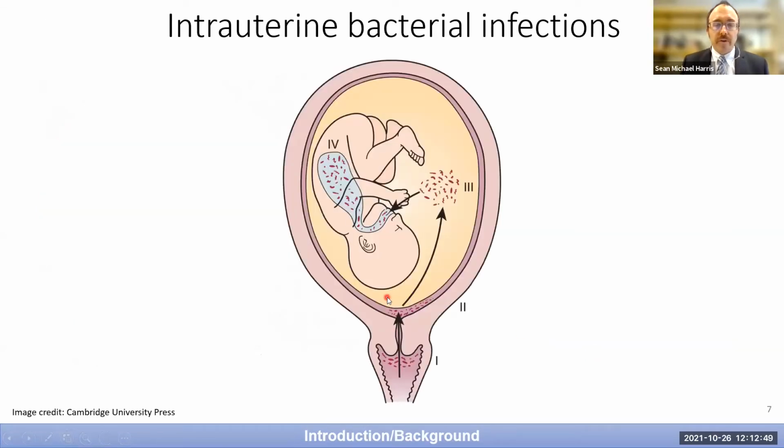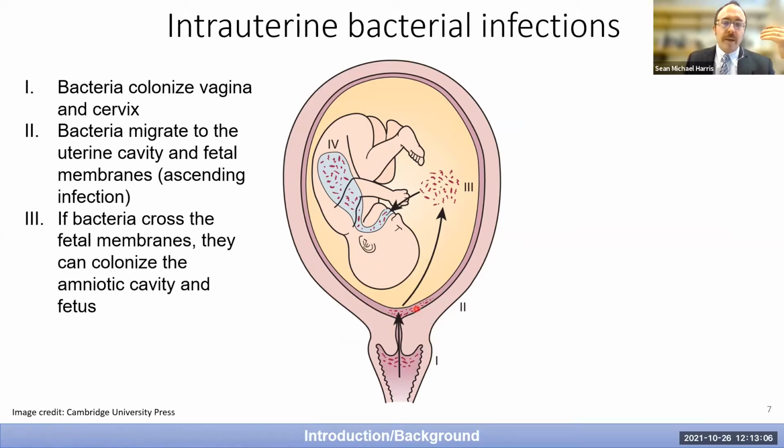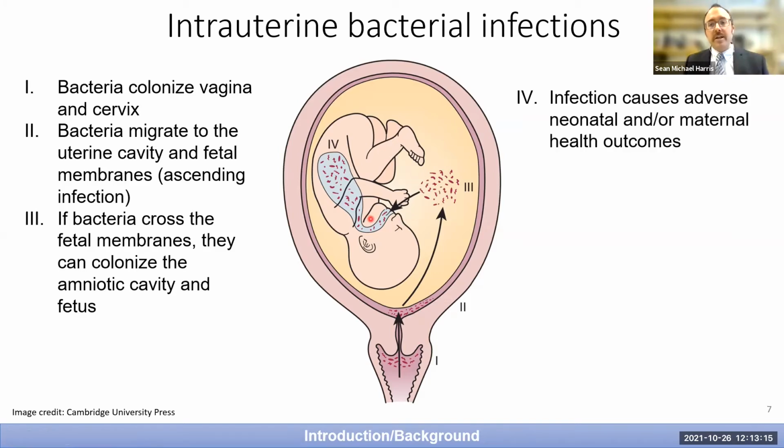So the way intrauterine infections work is bacteria colonize the vagina and cervix and then migrate into the uterine cavity and potentially into the fetal membranes themselves. This is what we call an ascending infection. If bacteria cross the fetal membranes, they can then end up in the amniotic fluid, potentially colonizing and infecting the fetus. And this infection causes adverse neonatal or maternal health problems or adverse pregnancy outcomes like those I listed before: miscarriage, premature rupture of the membranes, neonatal or maternal sepsis, among others.